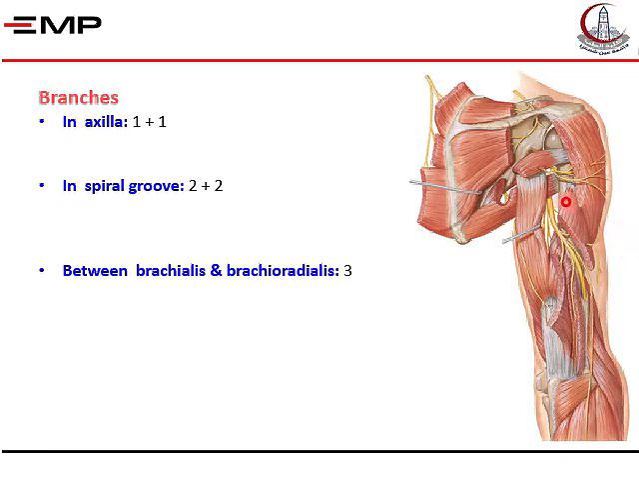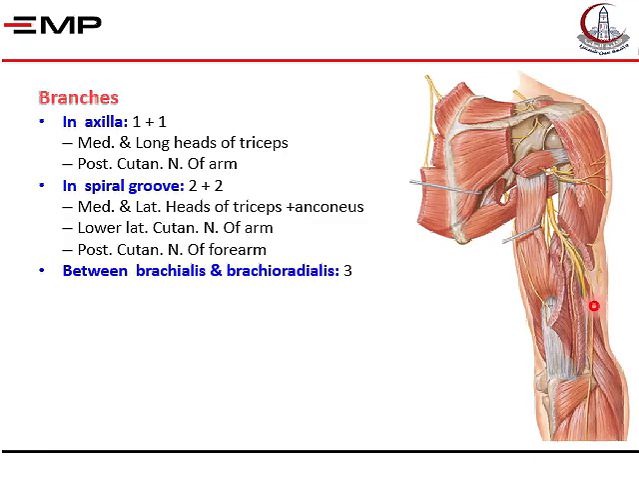The branches in the axilla include branches to the two heads of triceps, that is to say one muscle, the long head and the medial head, in addition to one cutaneous branch, which is the posterior cutaneous nerve of the arm. In the spiral groove, it gives to two muscles, the two heads of the triceps, the lateral head and the medial head, in addition to the anconeus, together with two cutaneous branches, the lower lateral cutaneous nerve of the arm and the posterior cutaneous nerve of the forearm.